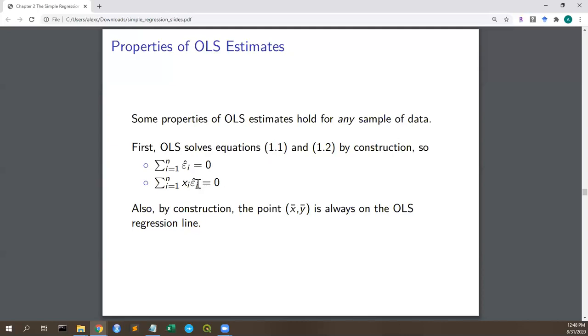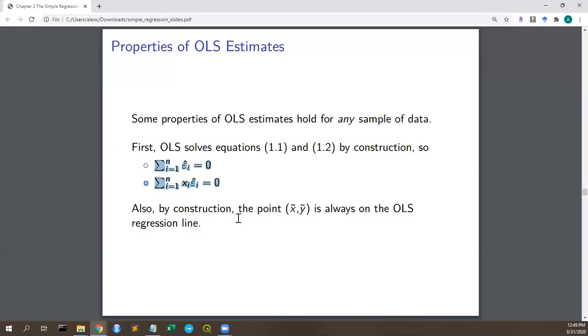1.2 was the expectation of error given x, and we needed that to equal 0, and if this equals 0, then this has to equal 0 as well. So by construction, this is going to happen. We kind of used the method of moments to ensure this would happen, and we designed our OLS model with this in mind.